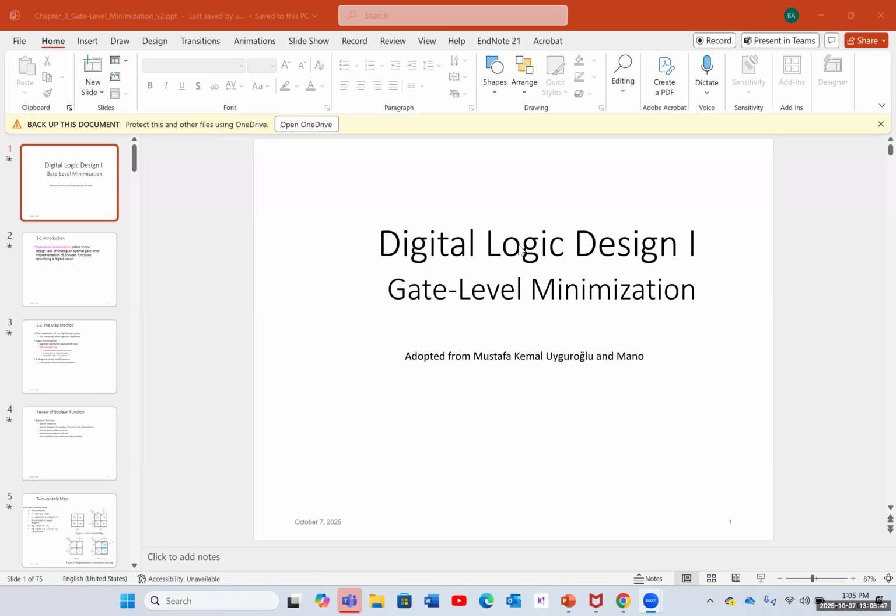Last week we had our exams. We didn't have a class on Tuesday, and on Thursday we finished chapter 2 and we finished Boolean algebra, that part. This week we start with chapter 3, which is digital logic design, gate level minimization.